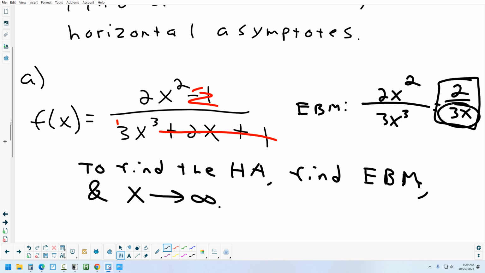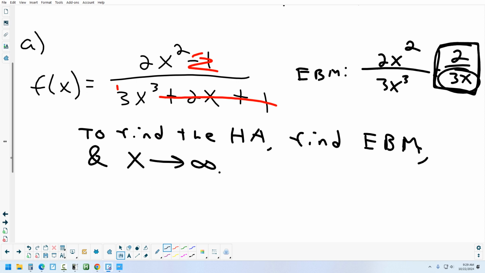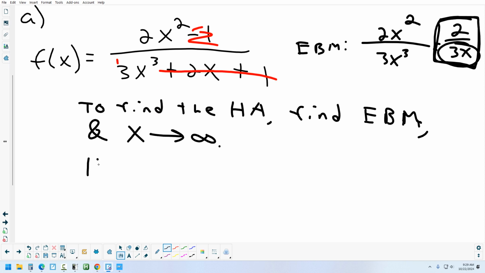It'll also get bigger and bigger. So the bottom is going to continue to get bigger and bigger. What's going to happen to the entire fraction if the bottom is getting bigger and bigger? It gets smaller. And it gets so small that it approaches what? It's going to approach almost 0. Yep. So that is your horizontal asymptote.